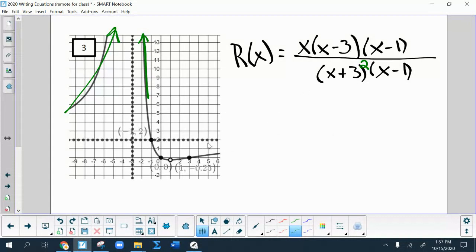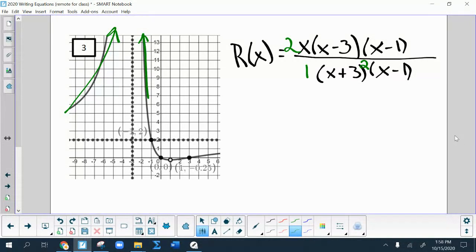The way we go about doing that is then making sure that the coefficients give us 2. So all I need to worry about is knowing that I'm going to put a 2 out front here and a 1 out front of the denominator. So I have 2x times x minus 3 times x minus 1 over x plus 3 squared times x minus 1. I have leading coefficients of 2. Both powers are to the third degree, and I have this hole that's going to cancel out.